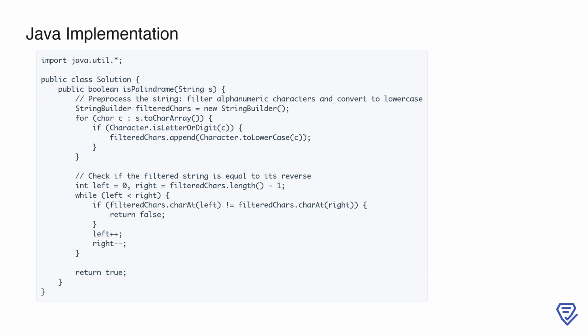This is the Java implementation of LeetCode problem number 125, Valid Palindrome. The logic mirrors the Python implementation by pre-processing the input string to retain only alphanumeric characters and convert everything to lowercase. Java-specific differences include using the StringBuilder class for efficient string manipulation and iterating through the string with a for loop. The palindrome check is performed using a two-pointer approach to compare characters from both ends of the filtered string. This ensures an efficient O(n) time complexity.